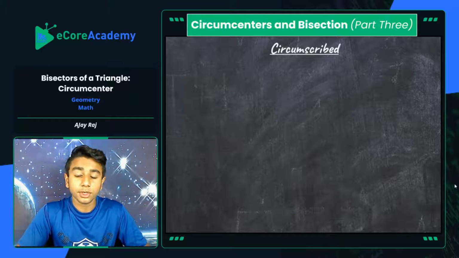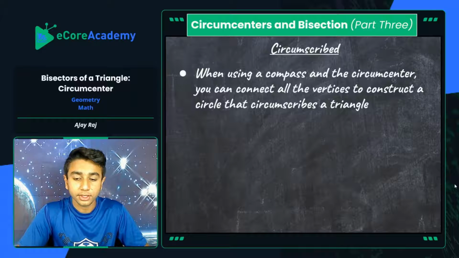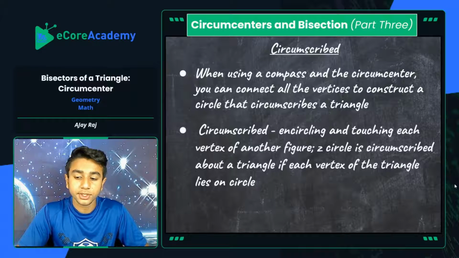Let's look at what an extended point of not just the circumcenter, what exactly the circumcenter can actually do for a triangle. So let's look at the term circumscribed, deriving the same exact prefix. When using a compass and the circumcenter given, you can connect all of the vertices to construct a circle that circumscribes a triangle. And what circumscribed means is encircling and touching each vertex of another figure.